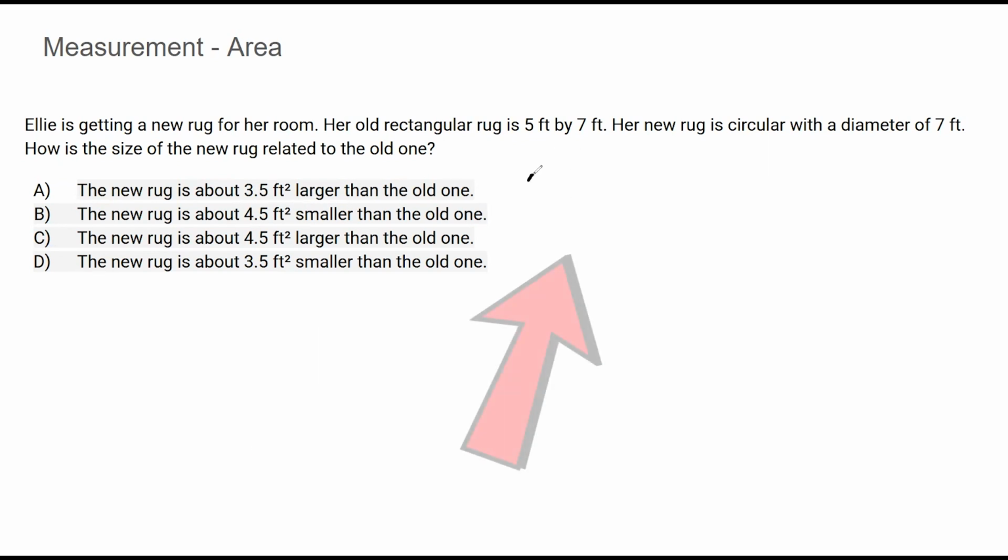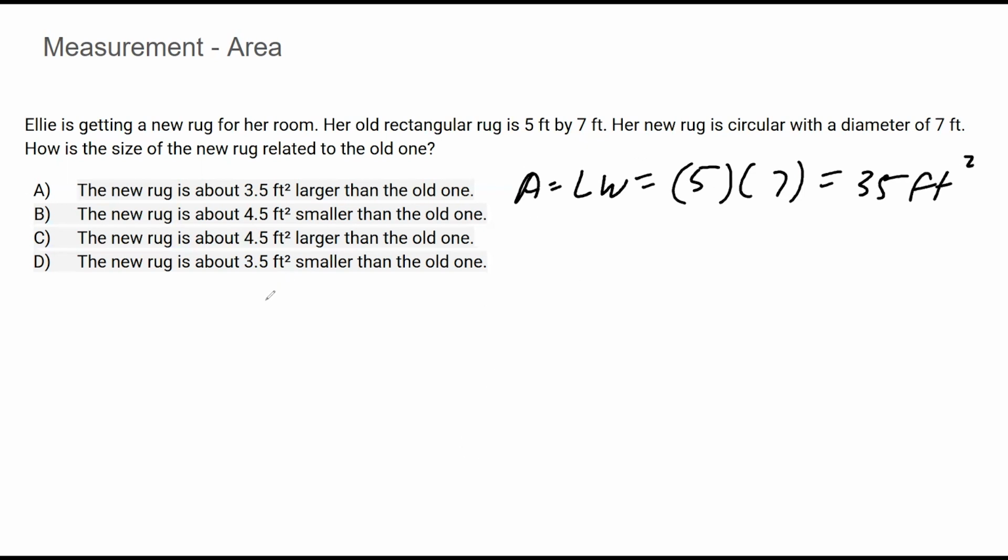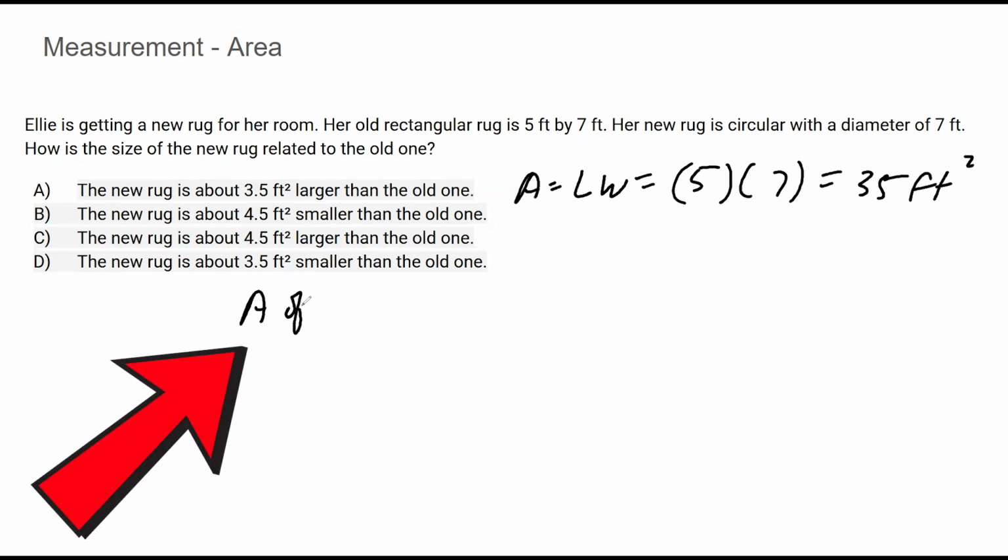And the area of the rectangle is A equals length times width, which is 5 times 7. And that gives you 35 feet squared. That's the easy one. All right, now let's do the area of a circle.